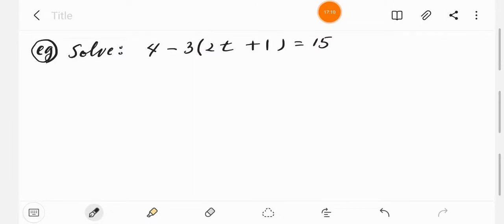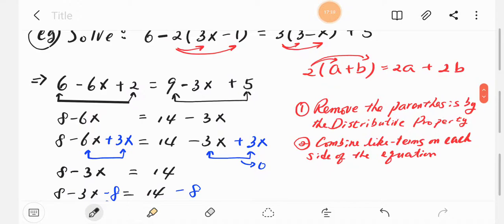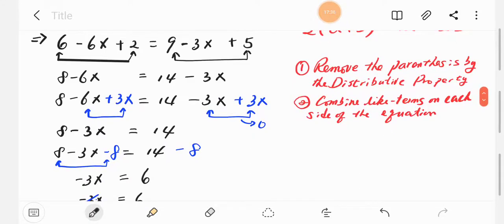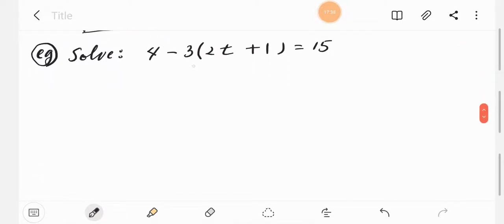Okay, so let's try another example. This equation contains a parenthesis. What is the first step for this one? The first step is to remove the parenthesis by using the distributive property. And the next step is to combine the like terms on each side of the equation. That's what we do first, right? So remove the parenthesis by using the distributive property.